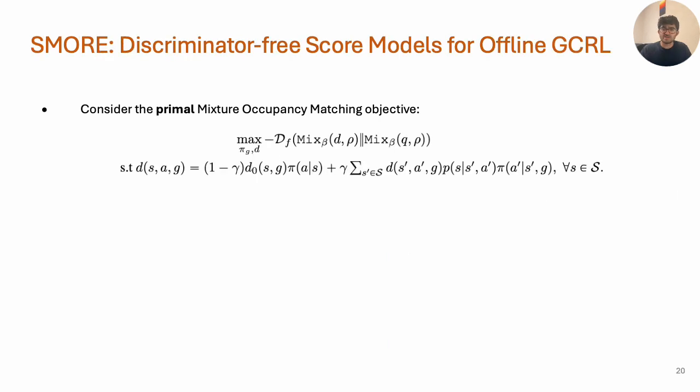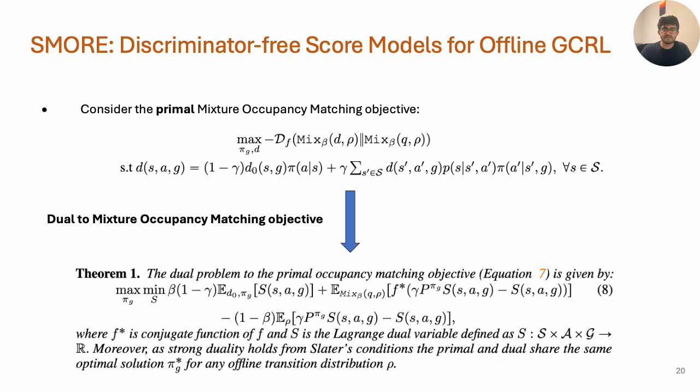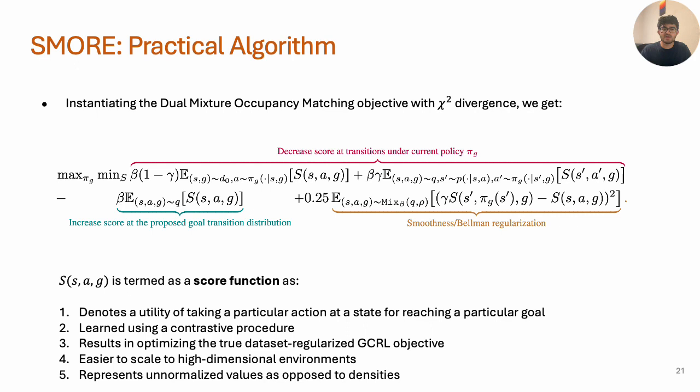The dual problem to the mixture distribution matching problem results in an optimization objective for our method SMORE. SMORE is a min-max optimization between a score function S and a policy pi. The intuition becomes more clear when we substitute F with a divergence. In this slide, we use the chi-square divergence. SMORE's objective decreases score under the current policy πg and increases score at the proposed goal transition distribution while enforcing an L2 smoothness under dynamics. The score function learns unnormalized values that represent the utility of taking a particular action, learned via a contrastive procedure.